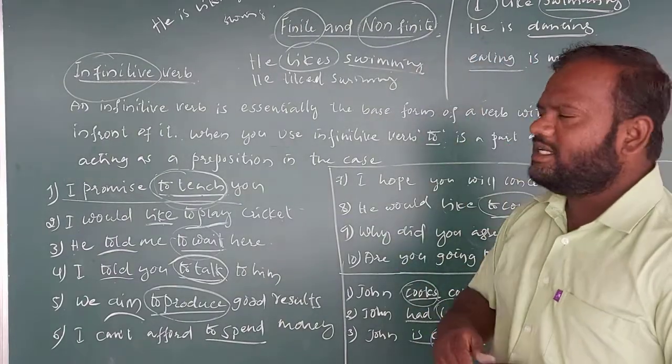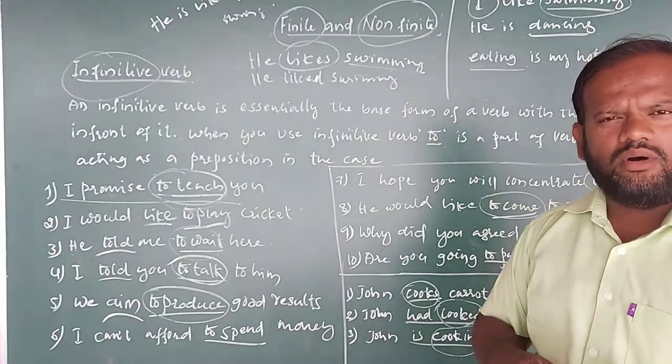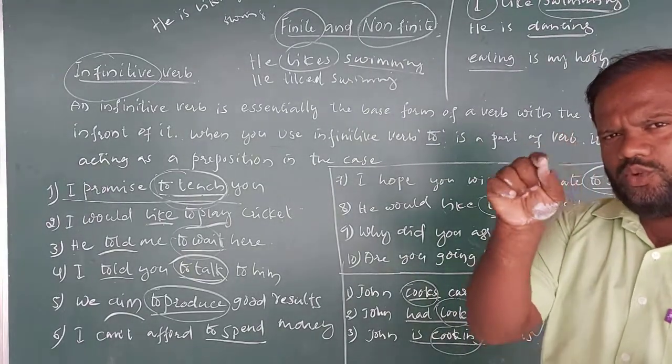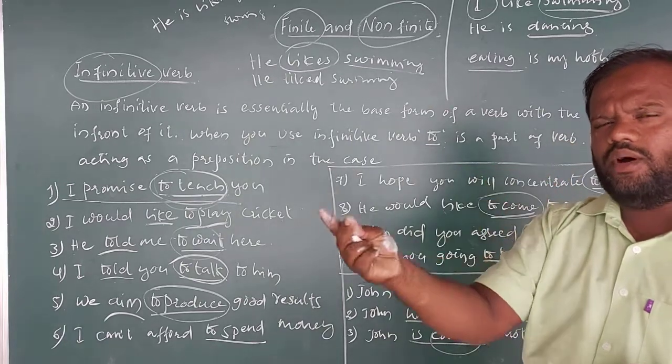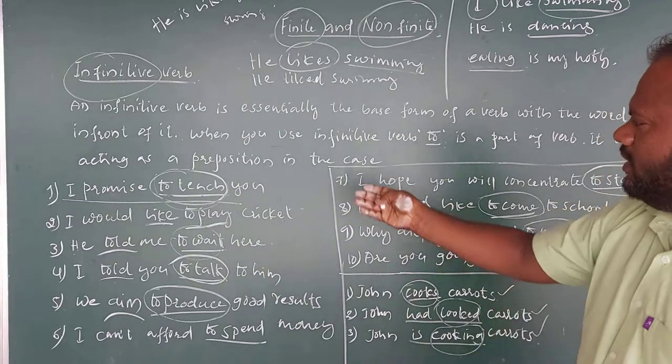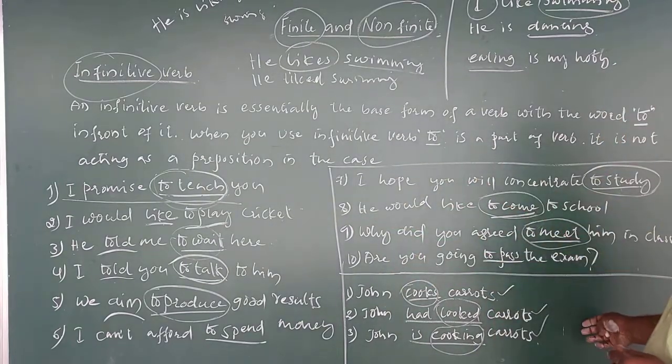Next, infinitives, in a sense, infinitive verbs always carry to, not as a preposition. The letters t-o are carried along with the verb, but in this case it is not working as a preposition. So certain examples are also mentioned over here.